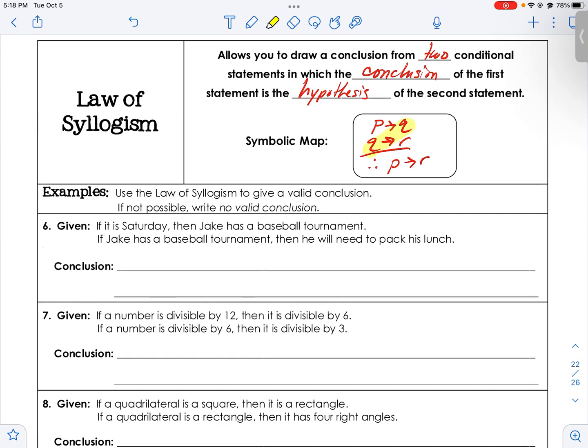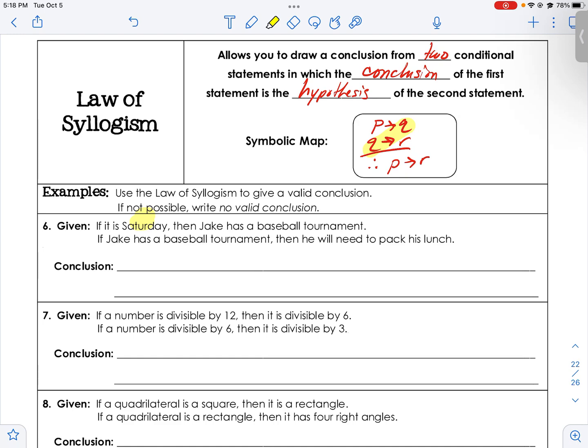Basically, they are connected through these pieces. In math, we've talked about it already. It's called the transitive property because it's about equality. The equalness transfers through the thing they have in common because we can substitute one in for the other. And likewise, things happen here. So we're going to look for using the law of syllogism to give a valid conclusion. If not possible, write no valid conclusion.